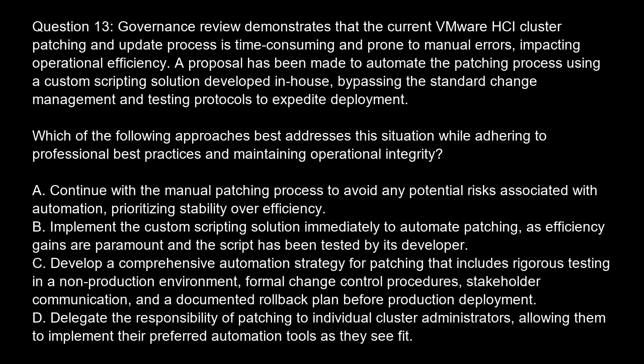Option A. Continue with the manual patching process to avoid any potential risks associated with automation, prioritizing stability over efficiency. Option B. Implement the custom scripting solution immediately to automate patching, as efficiency gains are paramount and the script has been tested by its developer. Option C. Develop a comprehensive automation strategy for patching that includes rigorous testing in a non-production environment, formal change control procedures, stakeholder communication, and a documented rollback plan before production deployment. Option D. Delegate the responsibility of patching to individual cluster administrators, allowing them to implement their preferred automation tools as they see fit.